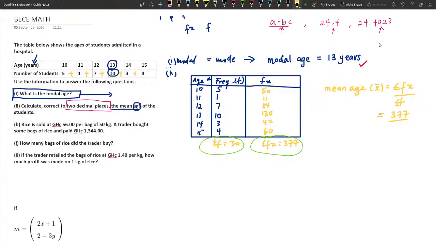Because your sigma fx is always going to be larger than your sigma f. So when you are solving something like this and you get your mean to be below 1, it means you have an error. Most of the time students forget and state the formula for finding mean as sigma f over sigma fx, because they don't want to deal with breaking down and cancellation and maybe long division. When you do this, you get your mean to be below 1, and once you get your mean to be below 1, your answer is wrong.